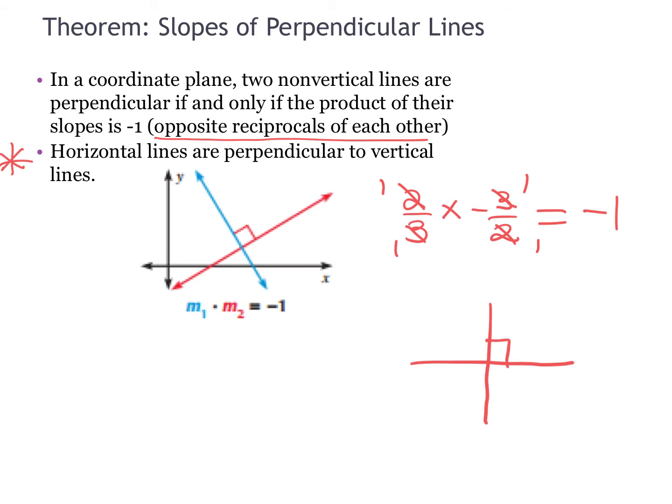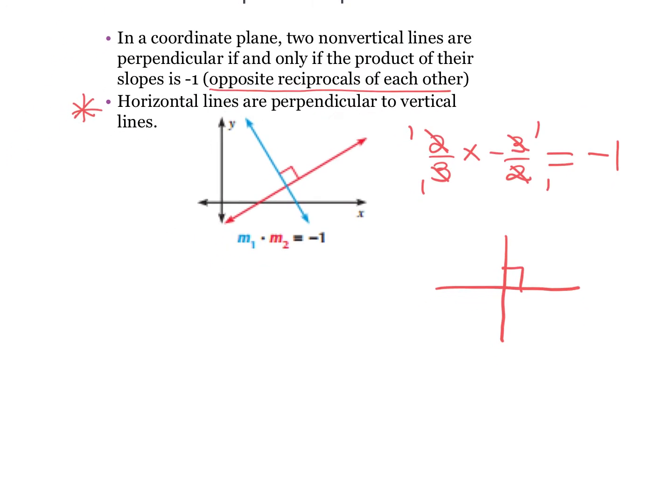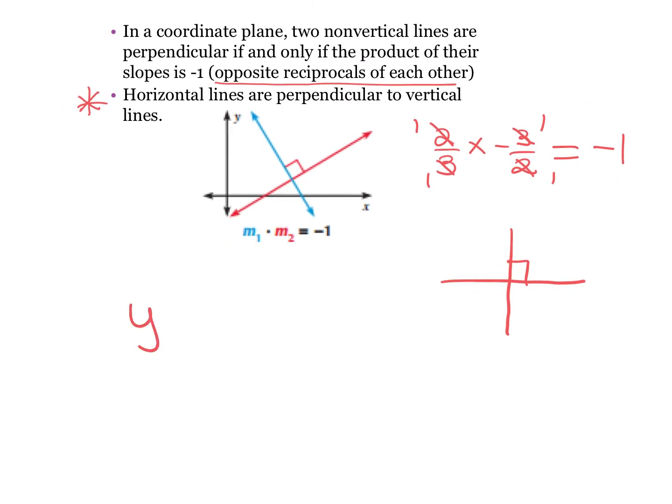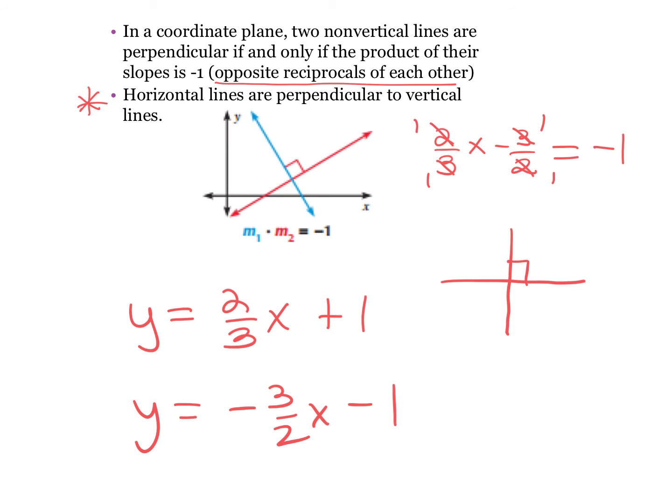I could also give it to you as an equation. So for example, if I give you y equals 2/3 x plus 1, and then y equals negative, flip it. Doesn't matter what the y-intercept is. As soon as you see that the two numbers in front of x are opposite signs and reciprocals, this tells me that these two lines are perpendicular.